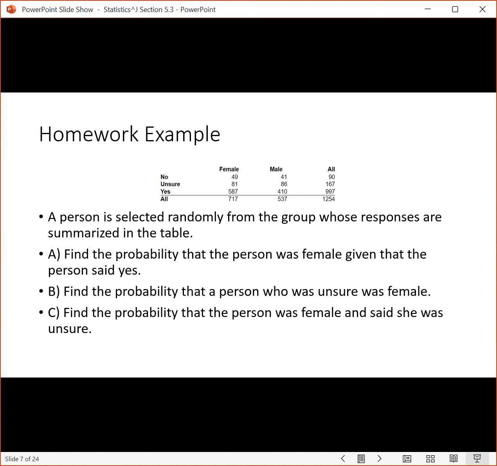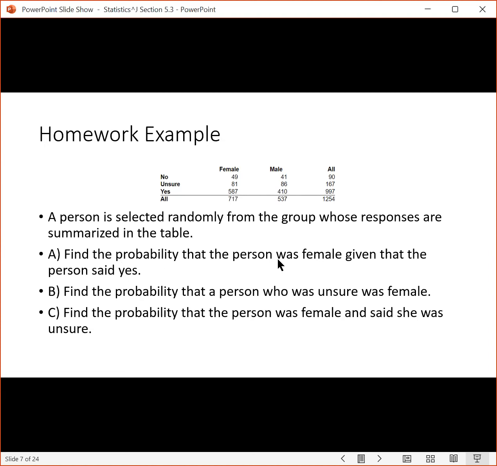All right, let's look at a homework example. A person is selected randomly from the group whose responses are summarized in the table. Find the probability that the person was female, given that the person said yes. Find the probability that a person who was unsure was female, and then find the probability that the person was female and said she was unsure. Let's go through that quickly before we look to the solution on the next page.